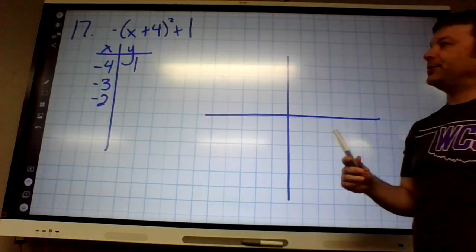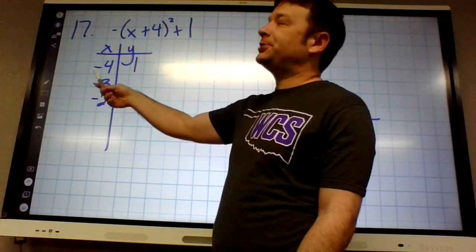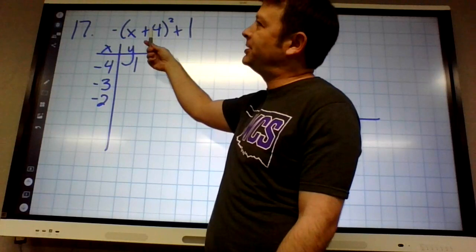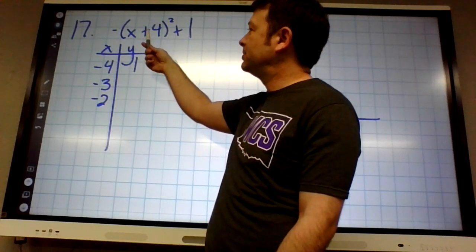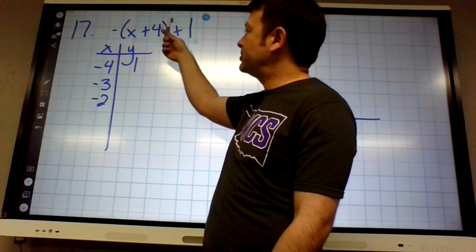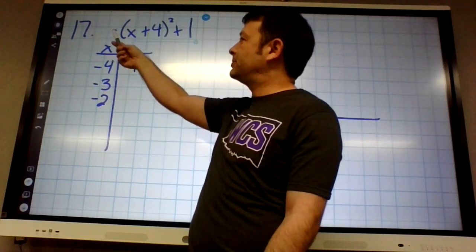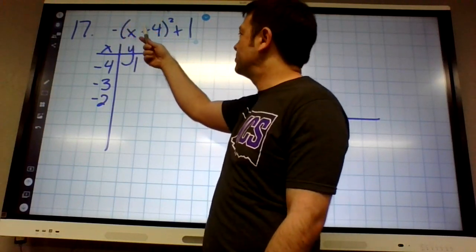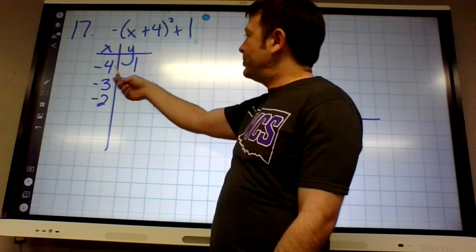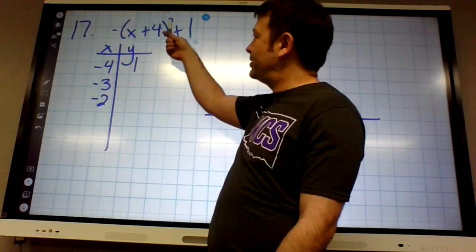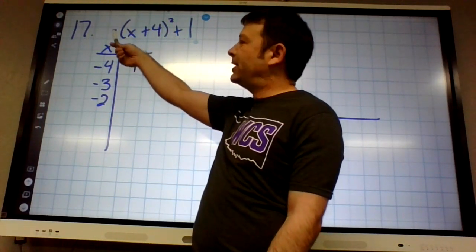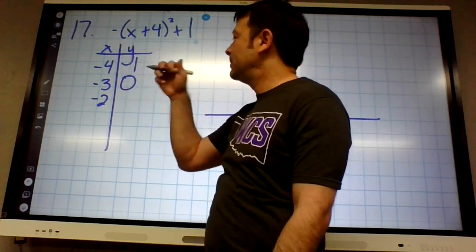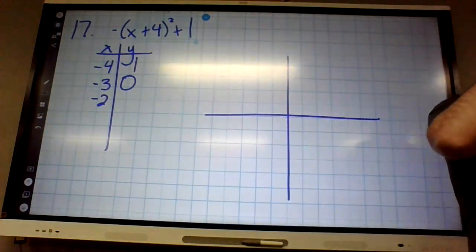If I plug in -3, be careful on this one. -3 plus 4 is 1, what comes next in the order of operations? Exponent. The negative is kind of like a multiply, like times -1, but exponents come right after parentheses. Remember PEMDAS? Anyway, -3 plus 4 is 1, squared is 1, and then you add the negative on, -1, plus 1, 0. You could use your calculator to check it.